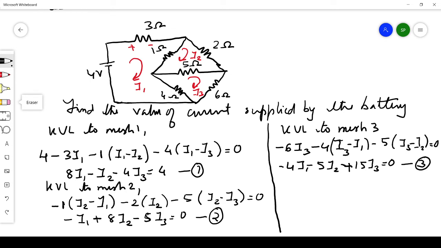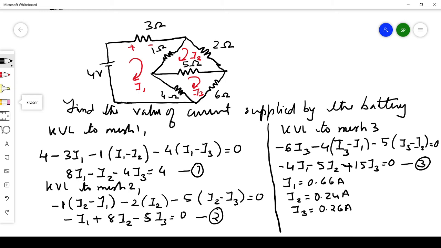So we got 3 equations corresponding to these 3 meshes. We have 3 unknown quantities, I1, I2 and I3, and 3 equations. So we can solve these simultaneous equations to find I1, I2 and I3. When you solve these 3 equations, you will get I1 as 0.66 amperes, I2 is equal to 0.24 amperes and I3 is equal to 0.26 amperes.